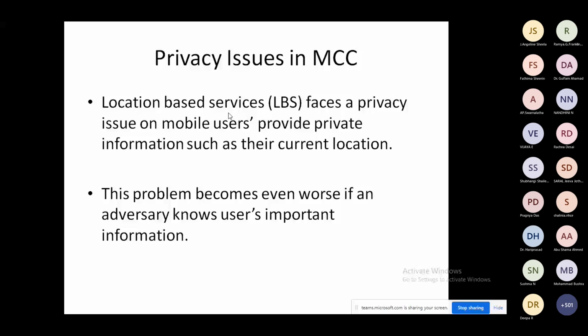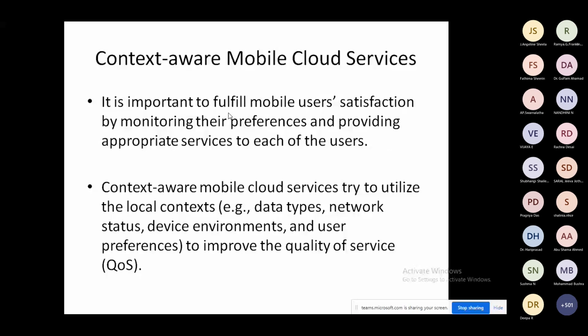So it is another issue. Then context-aware mobile cloud services. It is important to fulfill mobile user satisfaction by monitoring their preferences and providing appropriate services to each of the users. And context-aware mobile cloud services try to utilize the local context, for example, data types, network status, device environment, and user preferences to improve the quality of service.